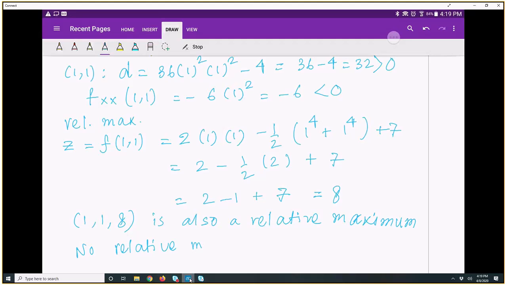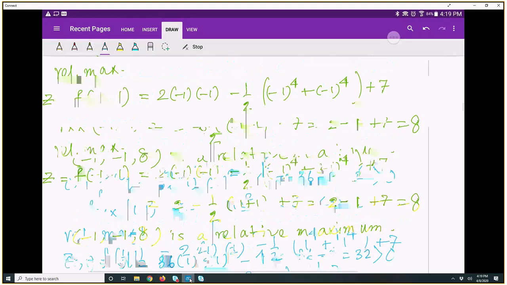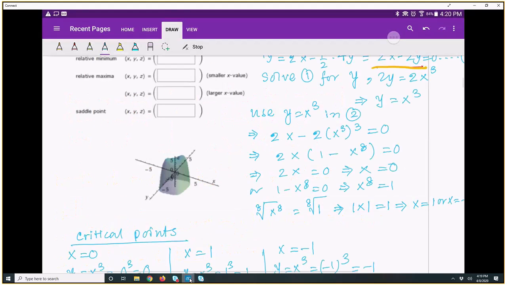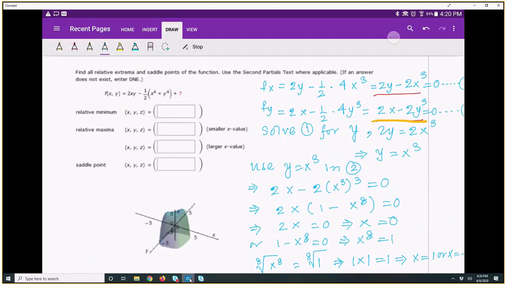And I'm going to finally put these answers in. We will say relative minimum, there doesn't exist any, so D and E. Relative maximum for the smaller x value will be, of course, negative 1, negative 1, 8, and the larger x value relative maximum will be 1, 1, 8. Saddle point will be 0, 0, 7, and that would answer my question.